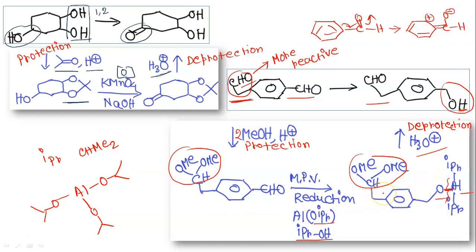Okay, so in this we have seen a total of 3 examples of protection and deprotection of acetal. So in this way we can apply acetal as a protecting group, and when its purpose is complete, then we can again get back the original aldehyde or carbonyl by the deprotection step.